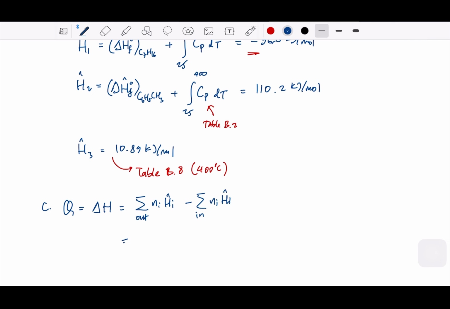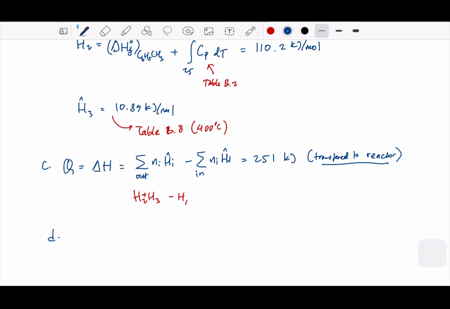Okay, and this will be 110. Or let me just give you the idea. The outside is H2 plus H3 minus H1, okay, and then multiply with its mole, and we got 251 kilojoule, and it's supposed to transfer to the reactor because it's positive.